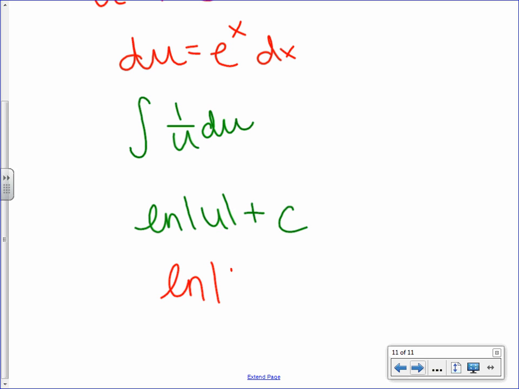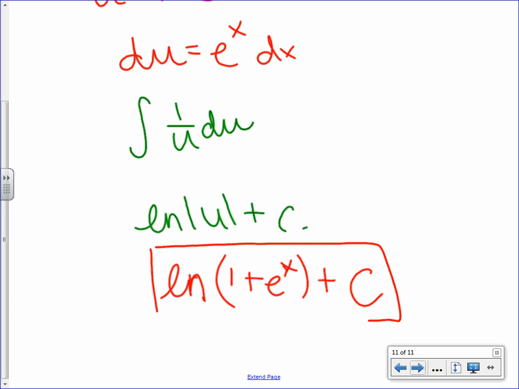Now, the absolute value. Can 1 plus e to the x ever be negative? No. e to the x is a positive function, and we're adding 1 to it. So if you don't have the absolute value there, it is not wrong, because that will always be positive. So it's not necessary. If we left the absolute value, it would be fine. It's just redundant. There are times when you need the absolute values, and times like this when it's not necessary.